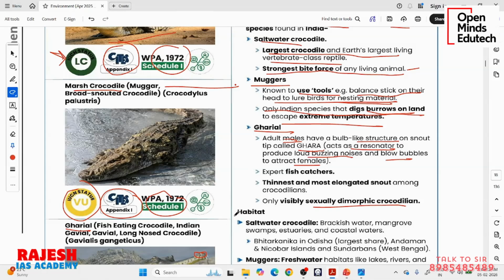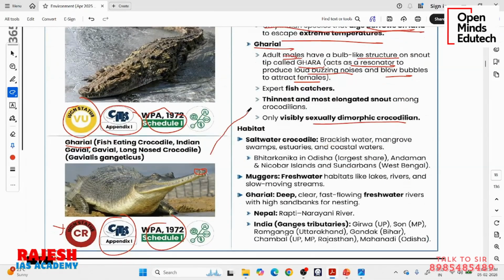Gharials are very expert fish catchers. They have the thinnest and most elongated snout you can see. They are the only visibly sexually dimorphic crocodile.